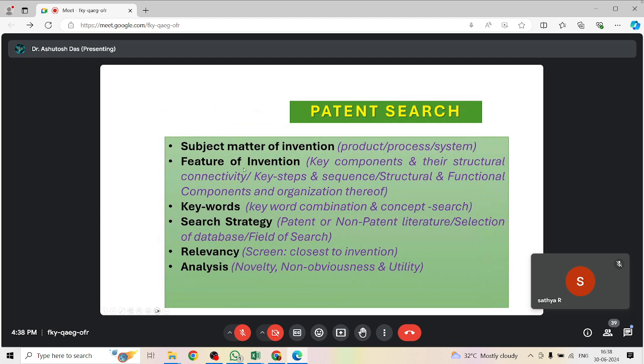Then you have to search with respect to the key inventive features, like key components. What are the components used? Search component-wise, either the process of manufacturing and so on. A product search, or the components which are used for that. You can separately search for each component and the structure, the connectivity, how components relate to each other. Because the connectivity being different may be a different process.